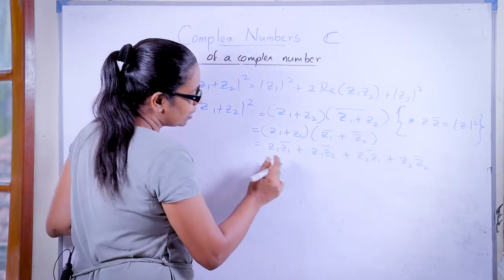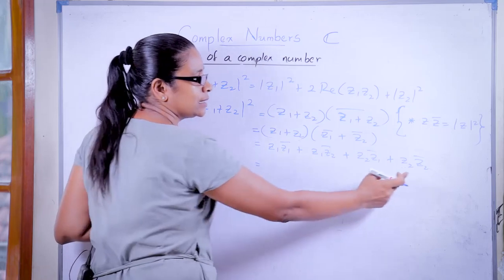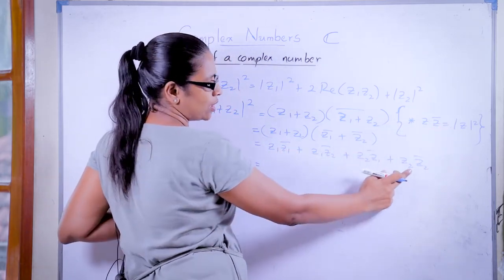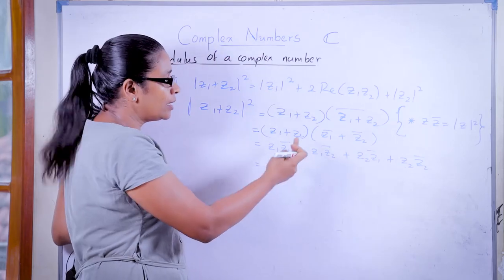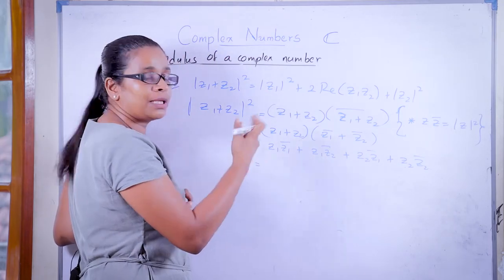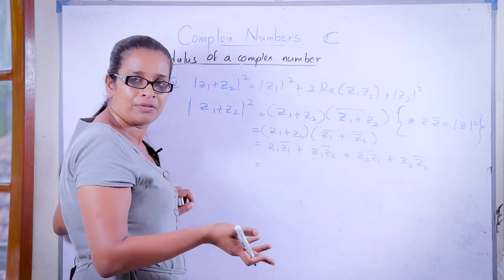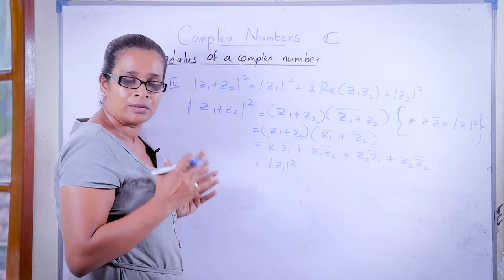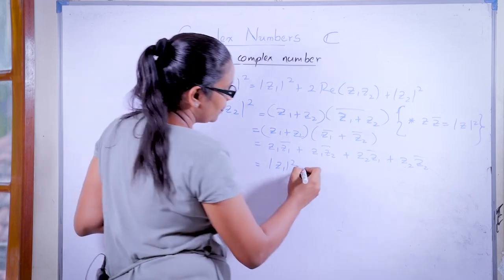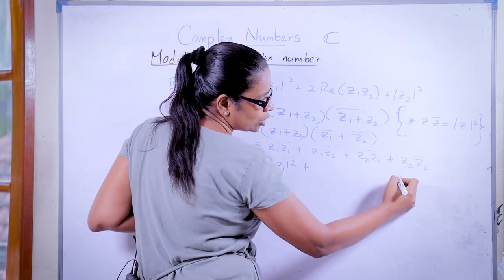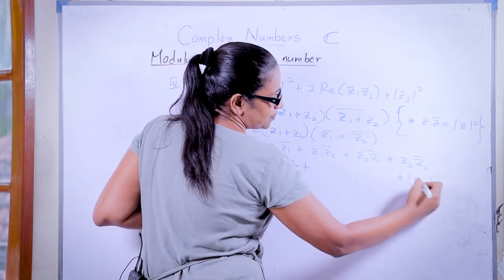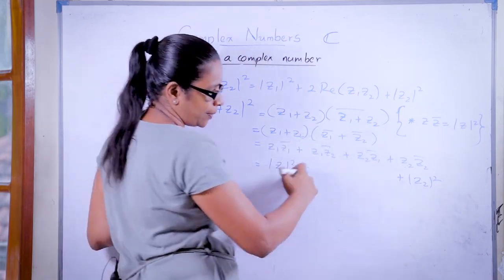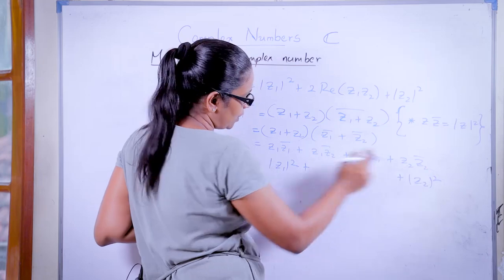Okay. So look at the first term and the last term. You can apply the same theory for these two terms because there is a complex number multiplied by its conjugate. So you can write this one as the square of the modulus of Z1, plus here also you can write the square of the modulus of Z2. Okay, I applied the same theory for these two terms.